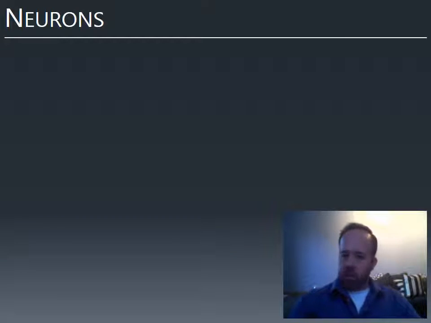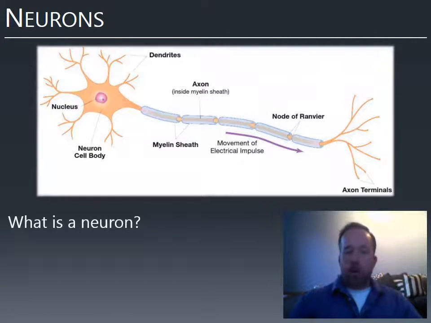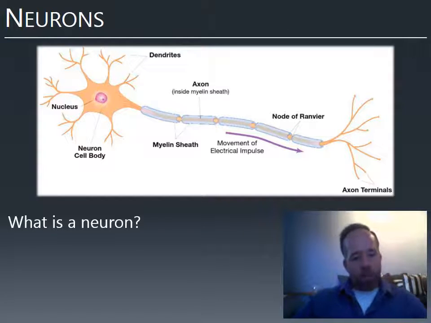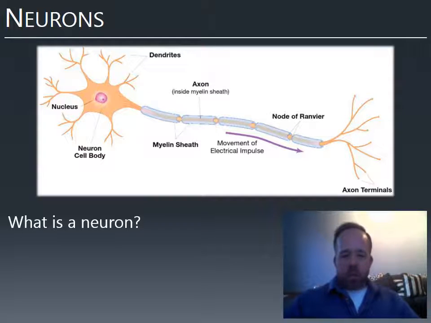So basics, we'll talk about neurons. First off, what is a neuron? Well, a neuron's a brain cell. We see a diagram of it here at the top. It's really quite small. The size of a neuron can vary from one type of neuron to another, but they're microscopic for the most part. They tend to be about a millimeter, give or take.